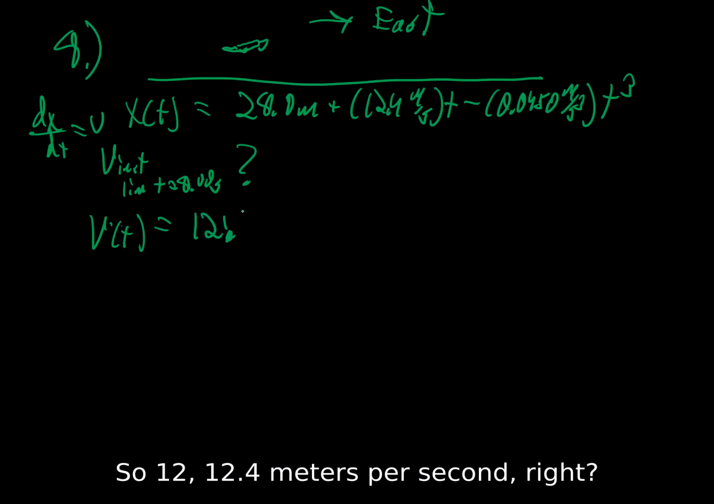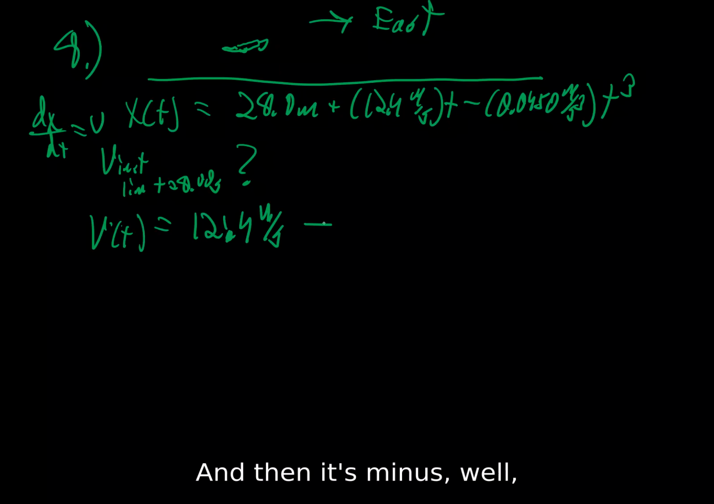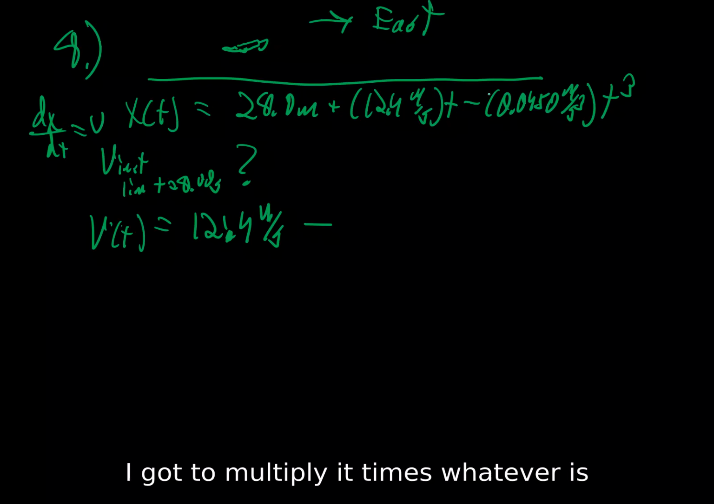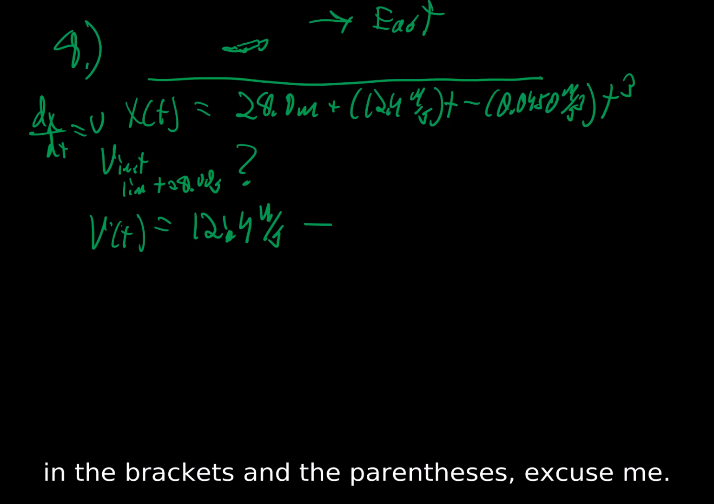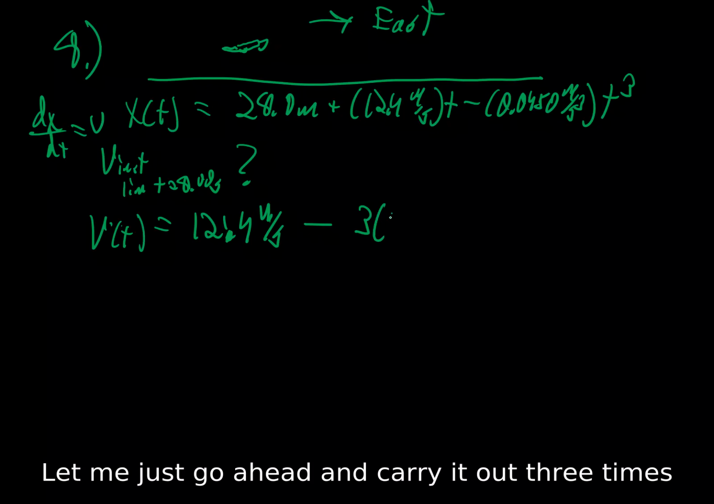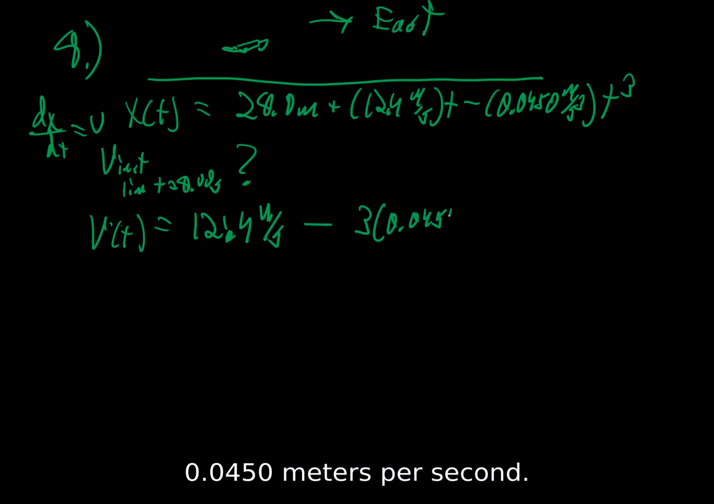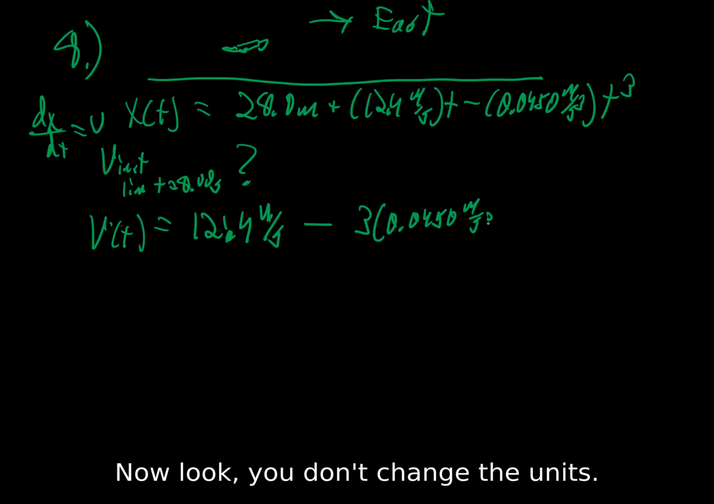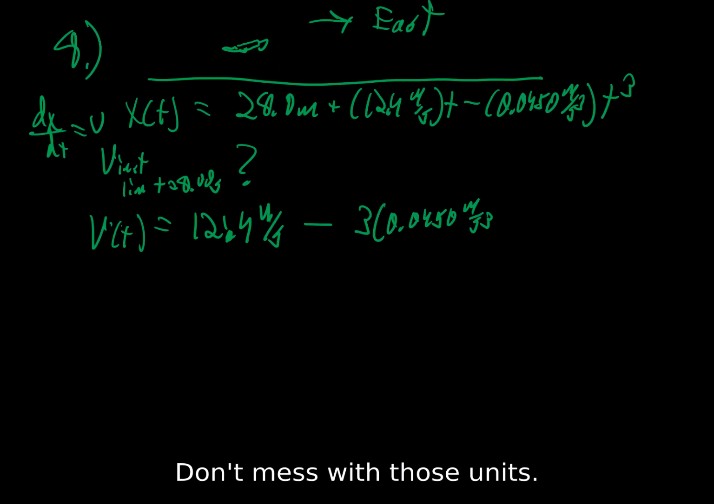So, 12.4 meters per second, right? And then it's minus, well, what do I do with my 3? I got to multiply it times whatever's in the parentheses. Let me just go ahead and carry it out. 3 times 0.0450 meters per second. Now, look, you don't change the units. Don't mess with those units. It's still meters per second cubed. And that becomes t squared.